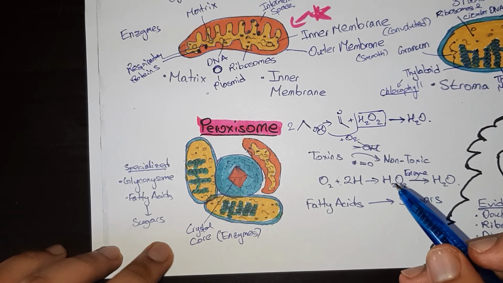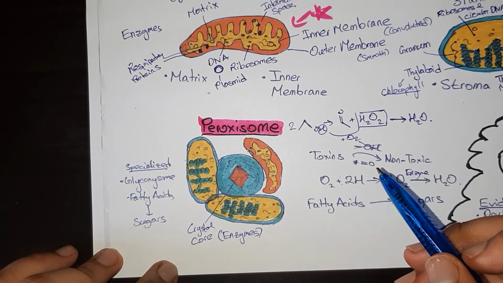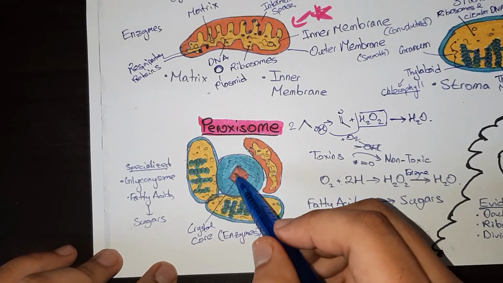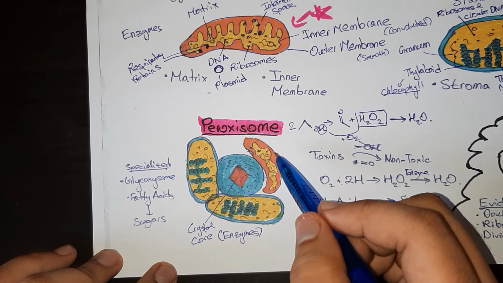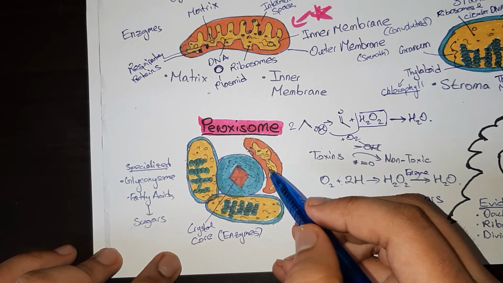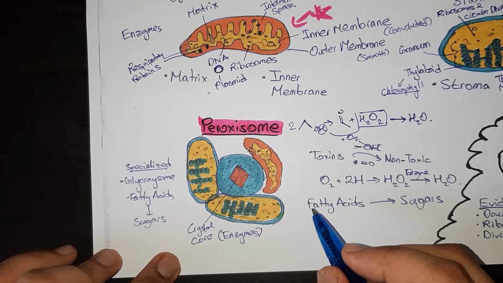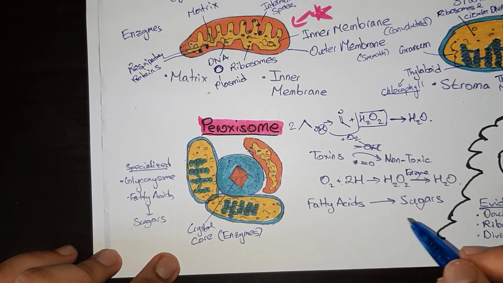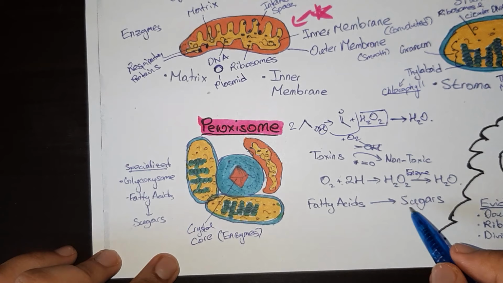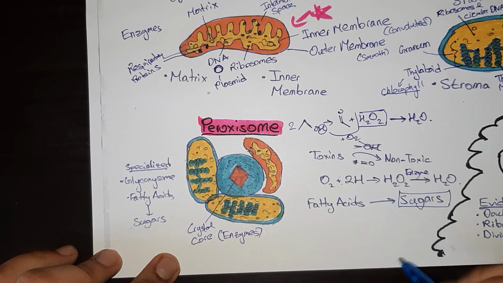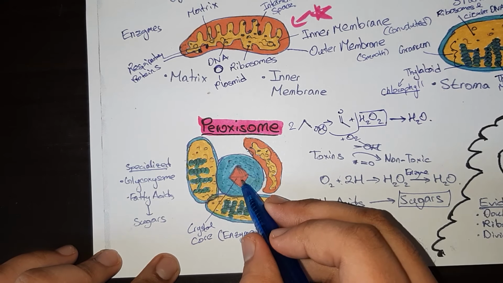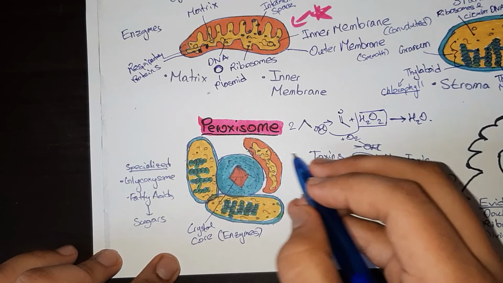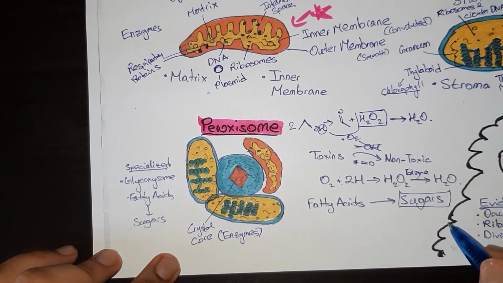Scientists are still finding out more things about the peroxisome, but we know that it is usually clustered together with the chloroplasts and the mitochondrion. This is because it catalyzes fatty acids conversion into sugars. So these sugars can travel from the peroxisome to the mitochondrion, and the sugars can be used in the mitochondrion for respiration.